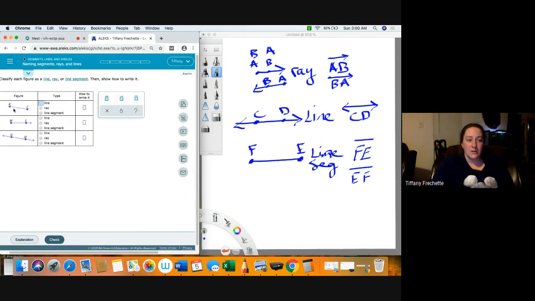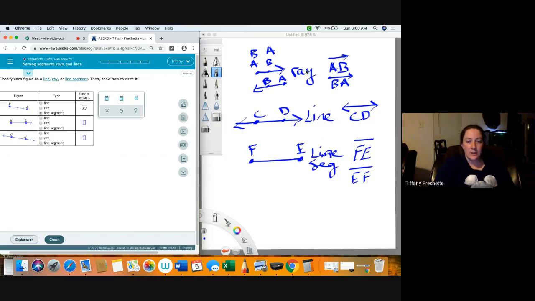Okay, so this one has no arrows, so immediately I know it's a segment. So that tells me right away I'm going to click line segment. How do I write it? I want to make sure that I put the right symbol above it, and line segment just has a line, no arrows on it. And then I'm going to go KJ. I could have also said JK. Either one is acceptable.